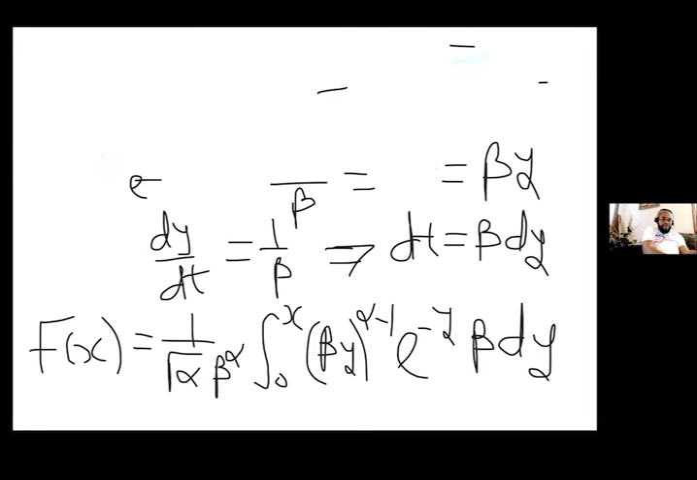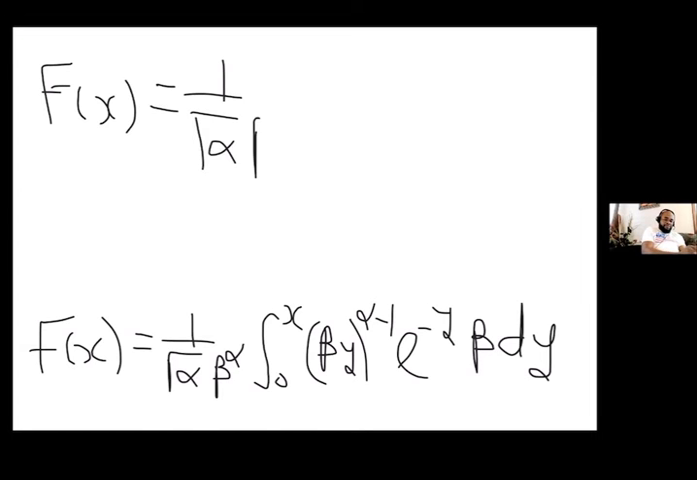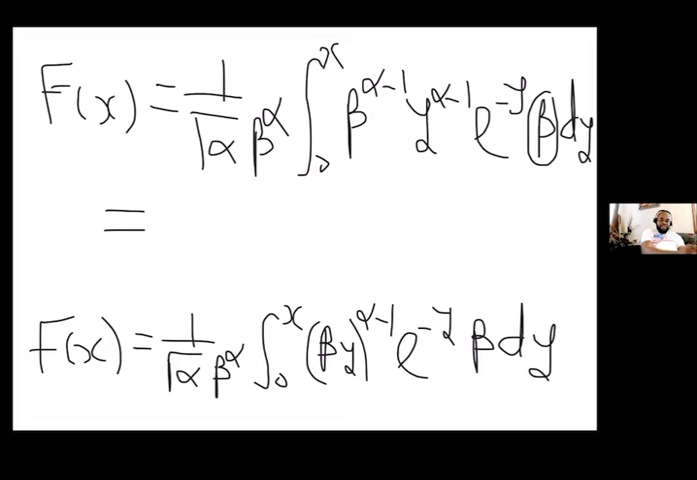When I clean up right now, I get F of x equals 1 over gamma alpha, beta raised to power alpha, the integral from 0 to x of beta raised to power alpha minus 1, y raised to power alpha minus 1, exponential raised to power minus y, beta dy. Now you're going to see that if you combine this and this one, that is going to give you beta raised to power alpha, right?